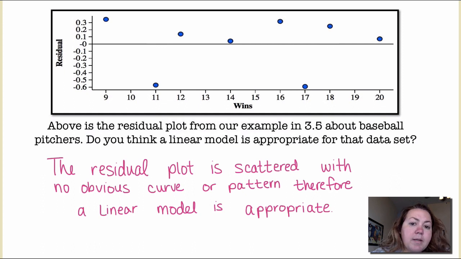The best would be if they're really close to the line at 0, which means you have small residuals, which means your predictions were close to what you actually got. But you want to see some of your residuals positive, some of your residuals negative. Those sorts of things are what you're looking for.